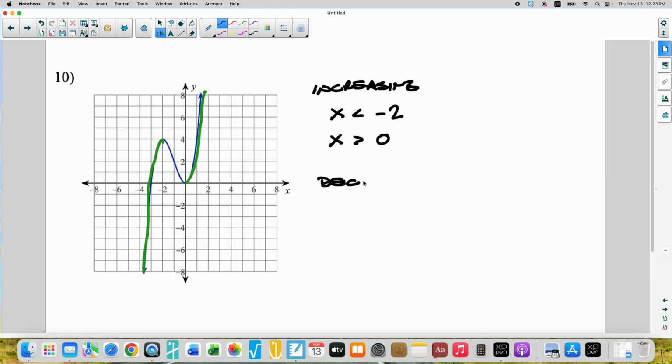And then decreasing. Decreasing is going to be this. That's a negative slope. That's a segment. So the segment is going to have a starting point, -2, and an ending point, 0. So -2 and 0. I put my variable in, and I use less thans.